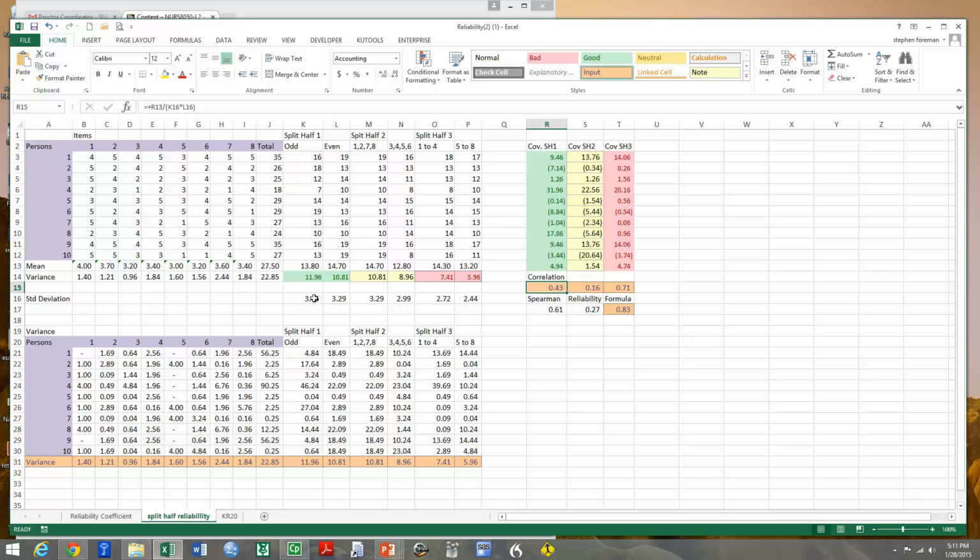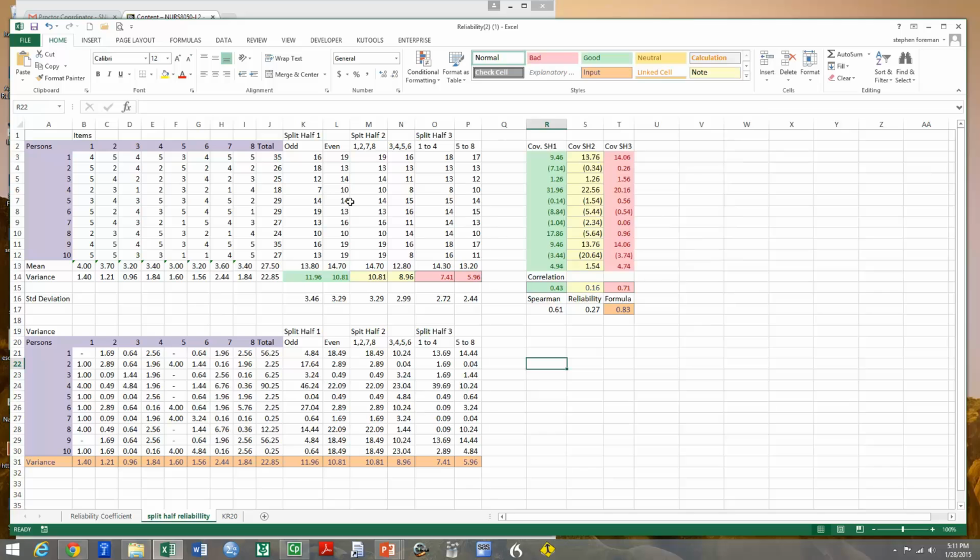We take those average covariances, that's what's in R13, S and T13, we divide that by the standard deviation of one times the standard deviation of the other, and that gives us our correlation coefficient for this half and this half and this half. Now, what probably should jump out at you right away is that these are so different.